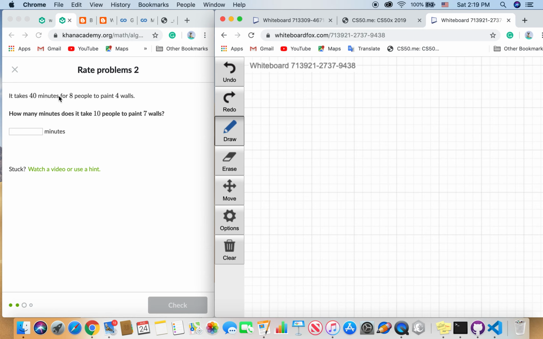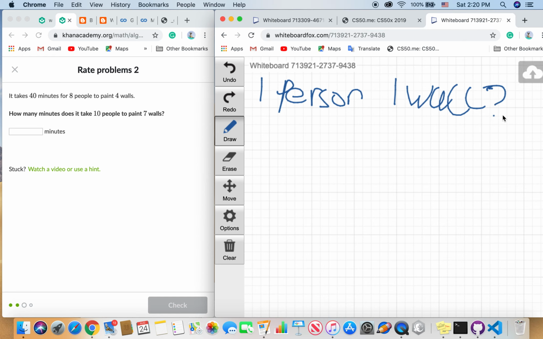It says 40 minutes for 8 people to paint 4 walls. Okay, so let's take a look. It wants us to take 10 people to paint 7 walls. How long will that take? Okay, so it's a little bit more difficult than the first one. And let's see. So I want to figure out what is the time for one person to paint 1 wall.